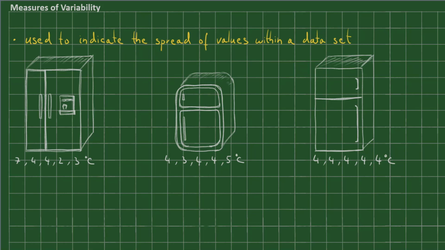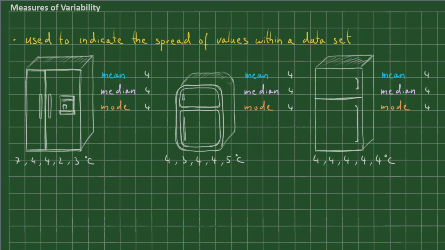As you can see, I have drawn three fridges. The interior temperature of each fridge was measured at exactly the same time, and those temperatures were recorded. These three data sets are quite different. However, if I am to look at the measures of central tendency, I would get this. The mean, the median, and the mode for all three fridges is exactly the same. So this would suggest that I have three identical data sets, or at least three data sets that are very similar. However, that is not the case.